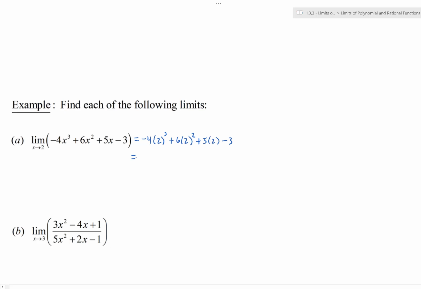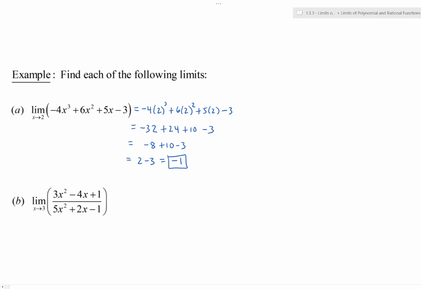2 cubed is 8, times a negative 4 is negative 32. Then 2 squared is 4, times 6 is plus 24, plus a 10, minus a 3. Negative 32 plus 24 is negative 8, plus a 10, minus a 3. What do we get? 2 minus 3, which is negative 1. Of course, you can just plug that into the calculator as well. I don't have my calculator handy. So it's just a matter of, we've got a polynomial, we're taking its limit as x goes to some real number, plug that number into the function, boom, that's the limit.